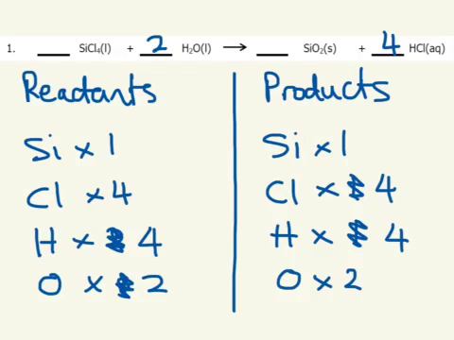Now, look at that. I'm actually balanced now. So I've got 2 oxygen on each side, 4 hydrogens on each side, 4 chlorines on each side, and 1 silicon on each side. So my equation is now balanced.